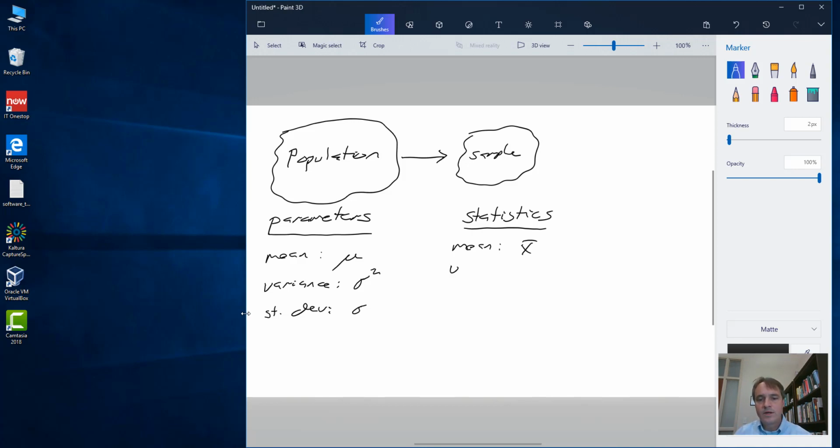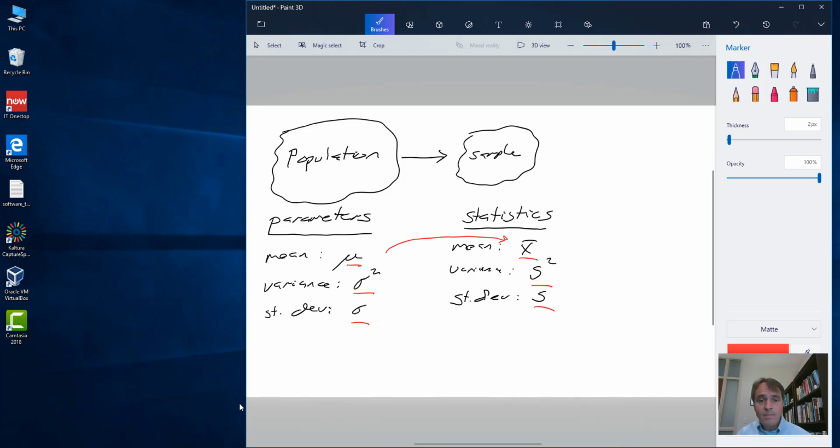Okay, and so we can also have a variance in our sample. And instead of using the Greek letter sigma, we're going to just use s, and it's going to be s squared. And similarly, we're going to have a standard deviation, which is just going to be s. Okay, so the key idea is that we have these population parameters that are going to be approximated by these sample statistics that we have.